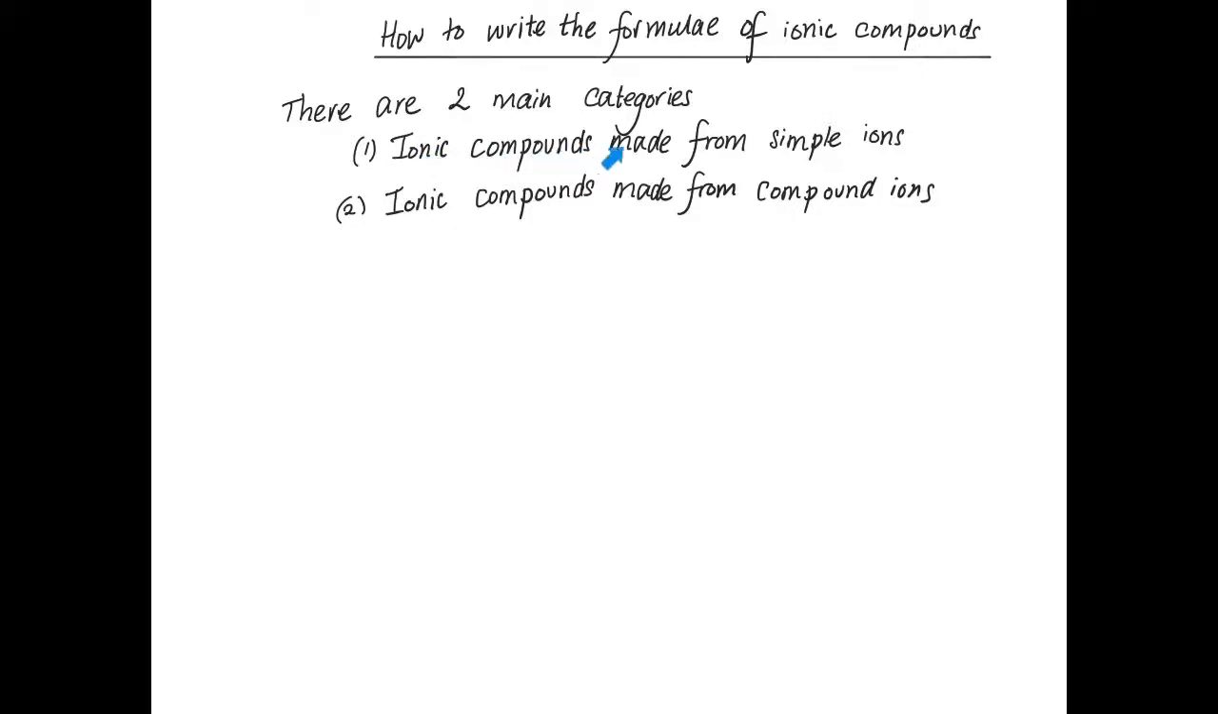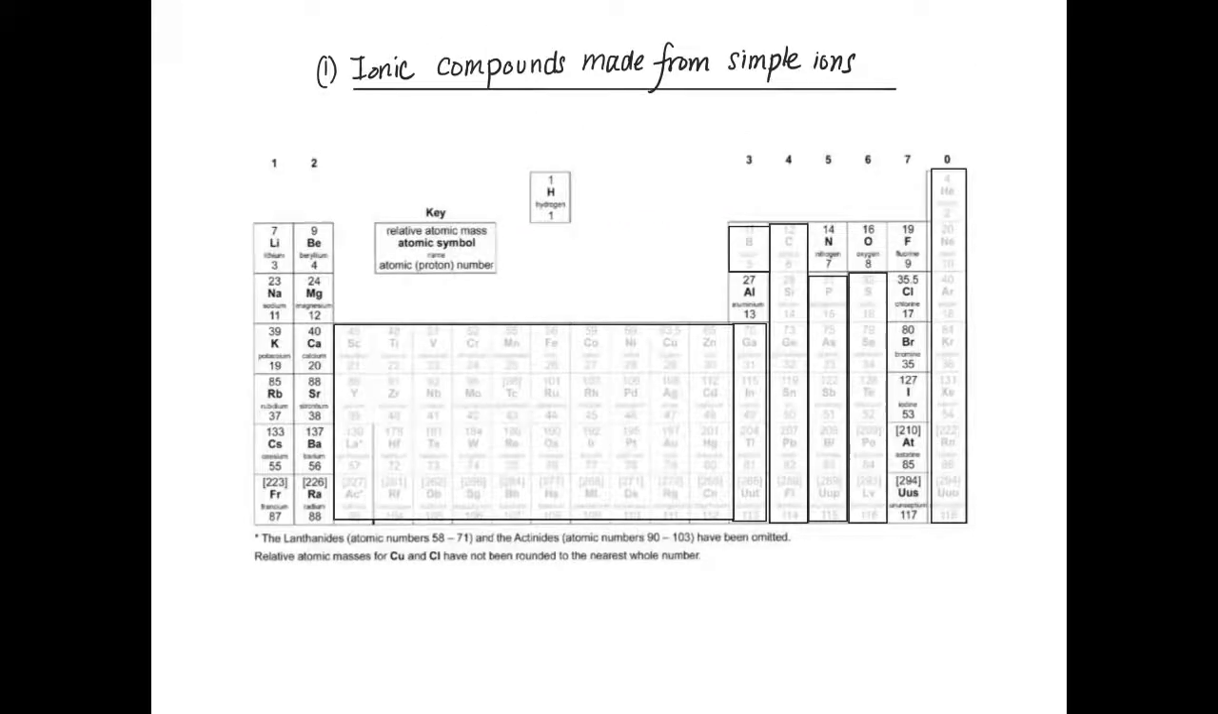There are ionic compounds which are made from simple ions, and ionic compounds which are made from compound ions. So ionic compounds which are made from simple ions are made from combining either a group 1 metal, a group 2 metal, or a group 3 metal, aluminium, with either a group 7 halogen, a group 6 element like oxygen, or a group 5 element such as nitrogen.